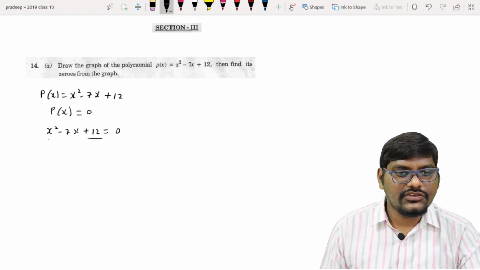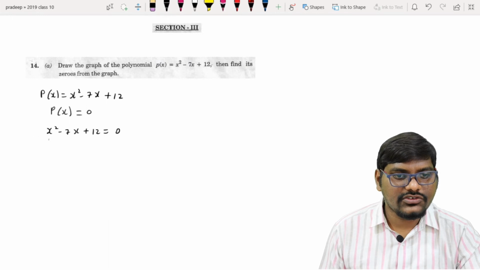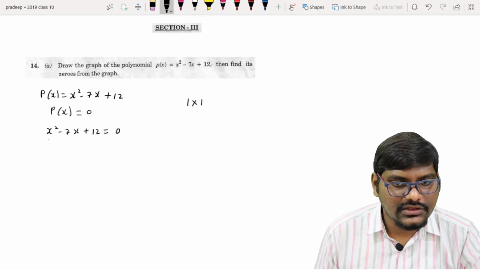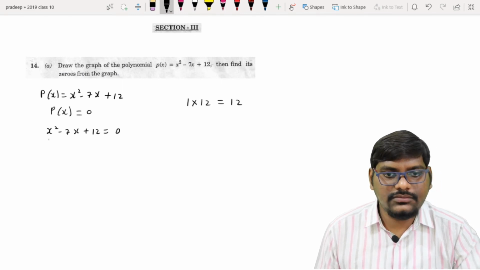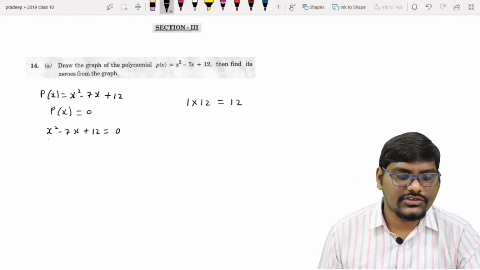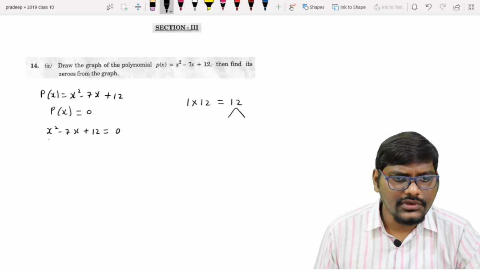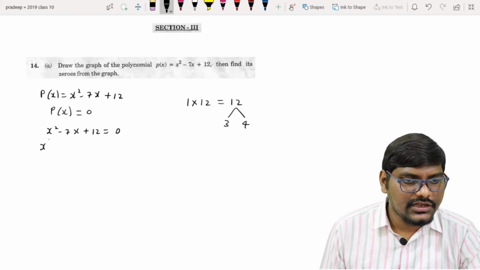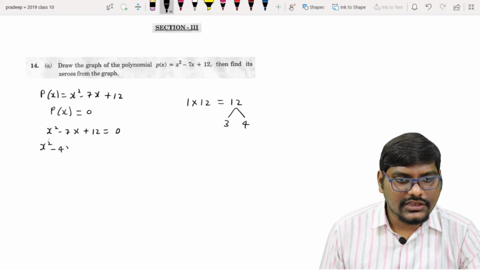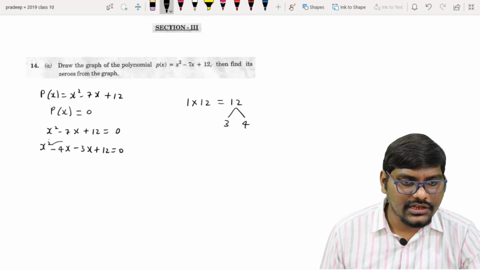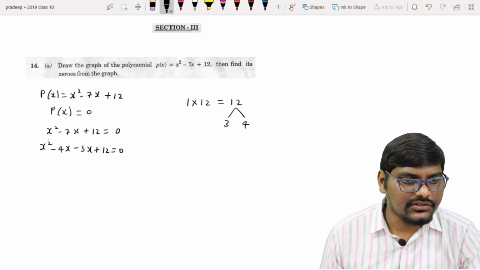So we are just checking, are there any multiples? Like we will be taking the constant of x square and this last value, that is 1 into 12, that is nothing but 12. Let's see, is there any multiples of 12 that should satisfy the middle term, that is 7x. So we can say 3 4s are 12 is the value. So we can simply take here x square minus 4x minus 3x plus 12 equal to 0. Minus 4x minus 3x is again minus 7x.